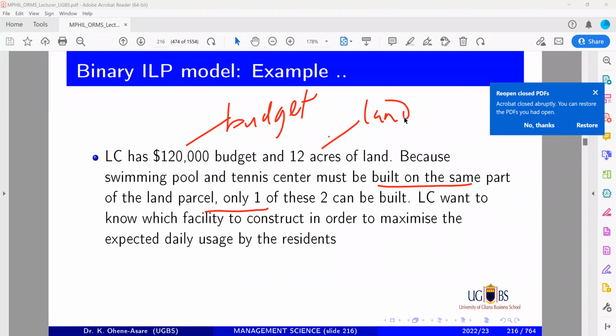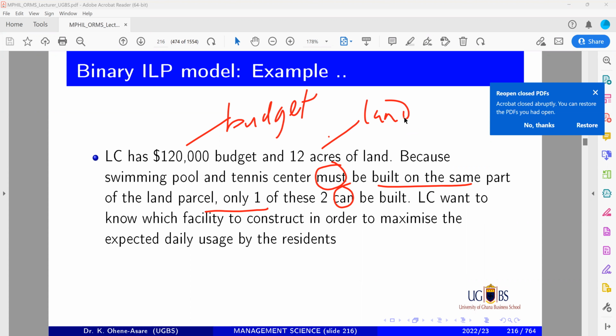What else? Well, there's another clue here, because swimming pool and tennis center must be built. The word must is important. It must be built on the same piece of land. Only one of these two can be built. And the council wants to know which facility to construct in order to maximize expected daily usage.